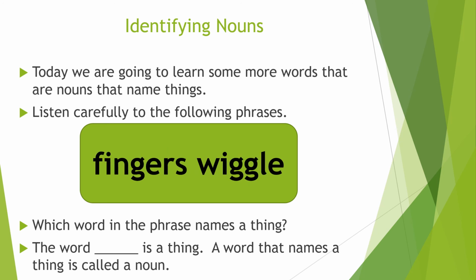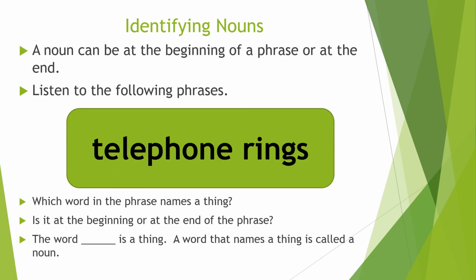Fingers wiggle. Which word in the phrase names a thing? The word fingers is a thing. A word that names a thing is called a noun. Is the word fingers at the beginning or at the end of this phrase? Fingers is at the beginning of this phrase. Remember, a noun can be at the beginning of a phrase or at the end.